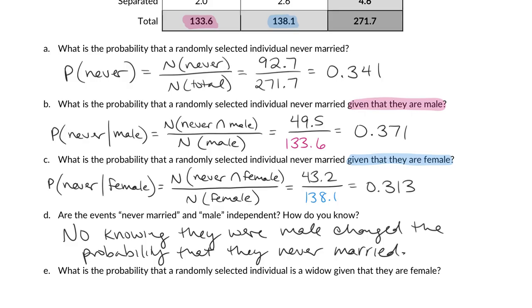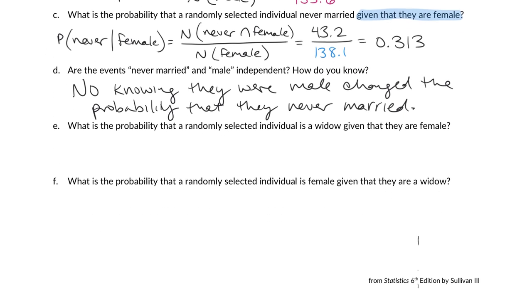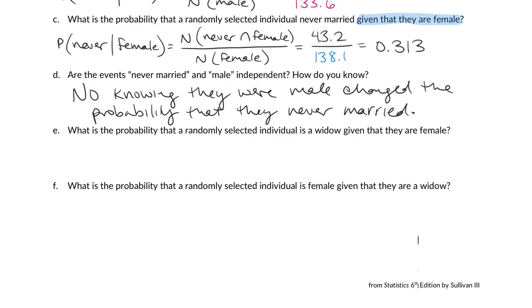Let's do a couple more examples with the same table. I'm not really going to be able to show you both at the same time, so you'll have to look at your own. But E and F kind of go together. The first question for part E says, what is the probability that a randomly selected individual is a widow, given that they are female?